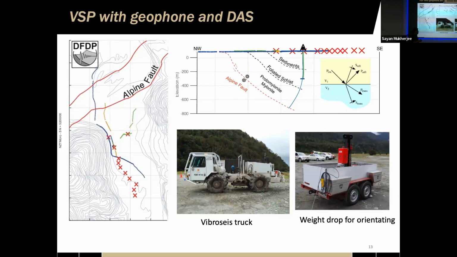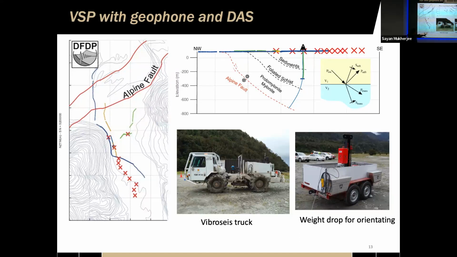We have observed both P and S waves because there's seismic scattering at the interface between the sediments and the bedrock, due to their large contrast in terms of acoustic impedance, or the density and the velocity.